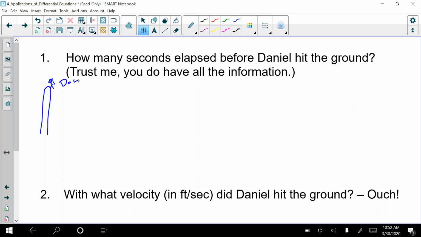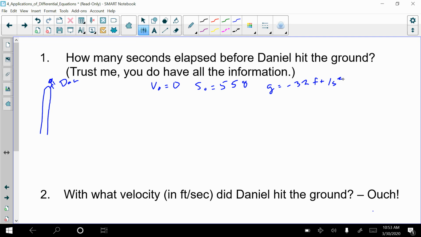Well, we know that because he's up at the top of the tower, his initial velocity would be 0. We also know that his initial position is at the top of the tower, 558 feet. And because we're talking about it in terms of feet, we know that gravity is going to be negative 32 feet per second squared. And I think that's about all the information that we know offhand.